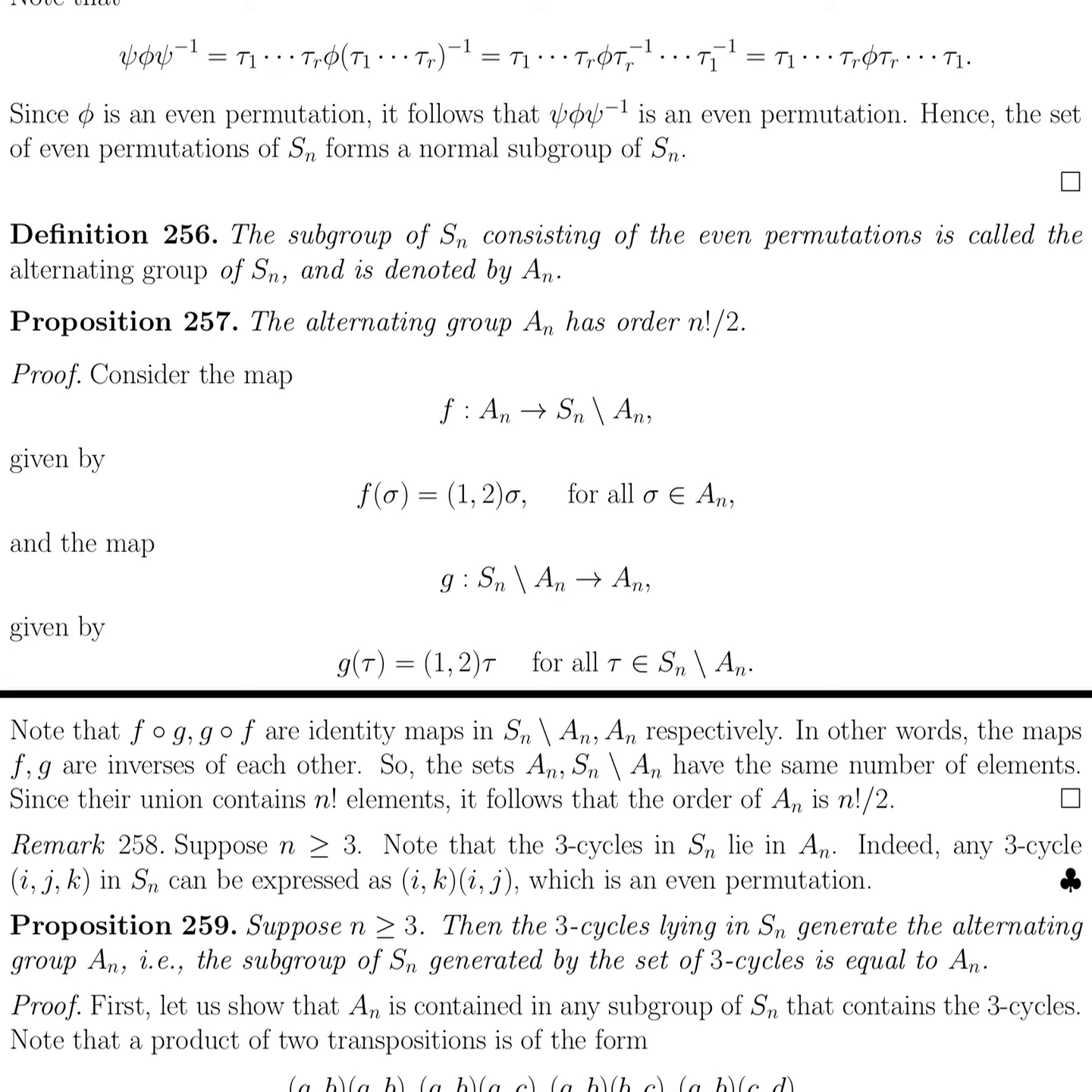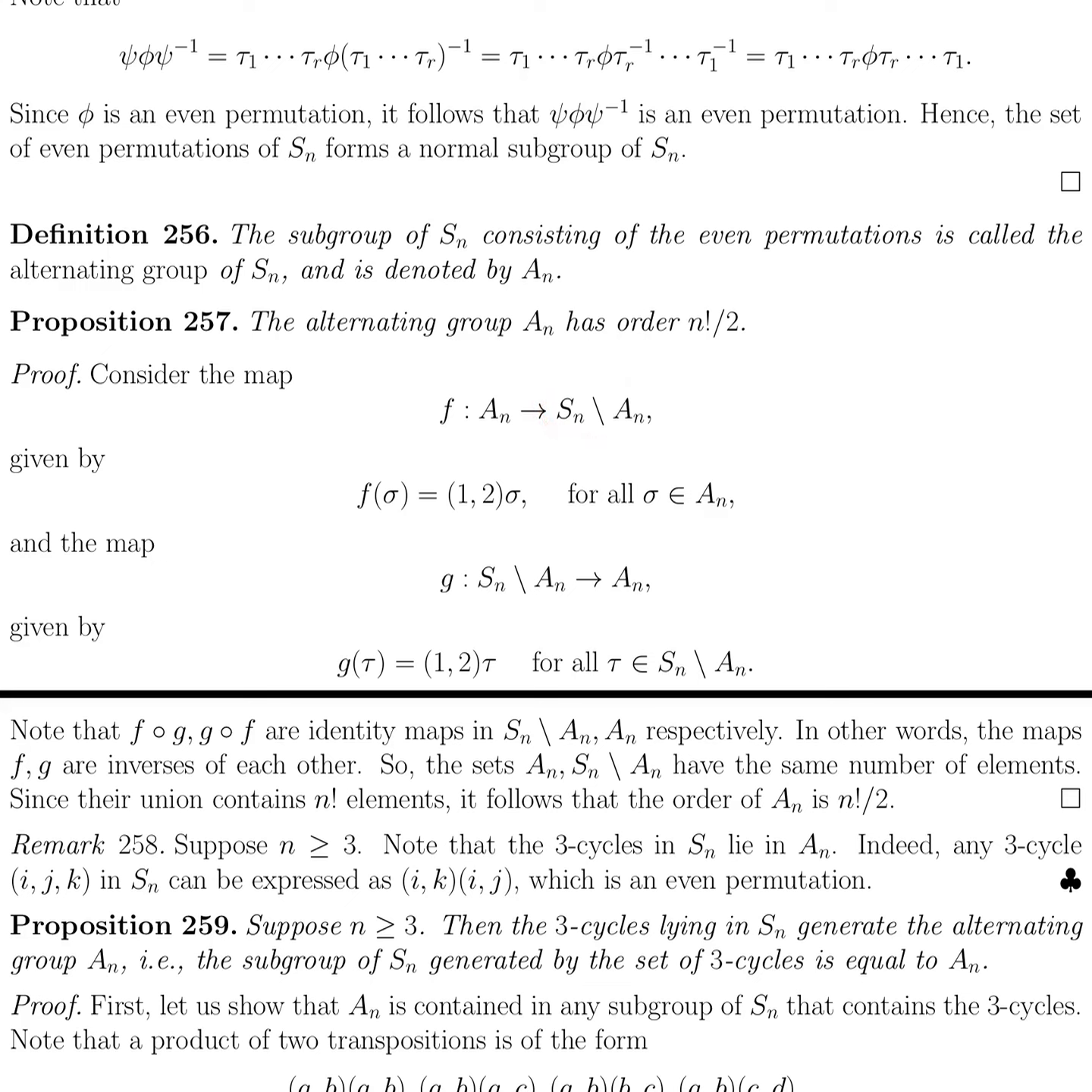This is standard to show: if you have a subset of a set, and you want to show that its cardinality is half of the cardinality of the bigger set, then you try to find a bijection between the smaller set and its complement. That is straightforward to do. You take an element sigma from An and send it to (1 2) times sigma. We have just established that a permutation is either even or odd, in the previous lecture based on lemma 251. So this permutation is indeed odd. In other words, it does not lie inside An, so it lies inside the complement of An inside Sn.